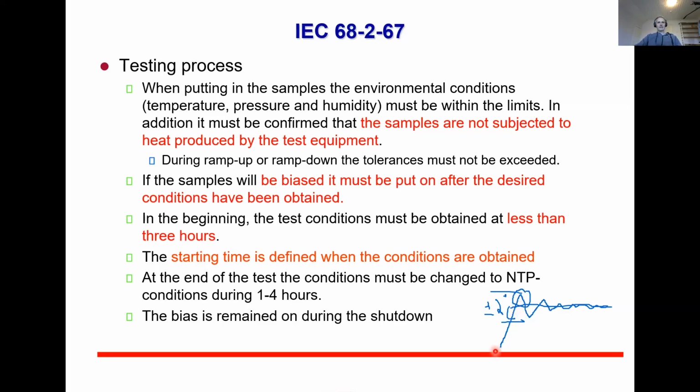You must have this ramping up done in less than 3 hours, and you start counting the test time when you have reached the conditions if you put the bias on. So the ramp up time is excluded from the total test time. And then after the test, you should return to the normal temperature and pressure conditions within 1, but not more than 4 hours. So you also need to slowly ramp down the testing process.